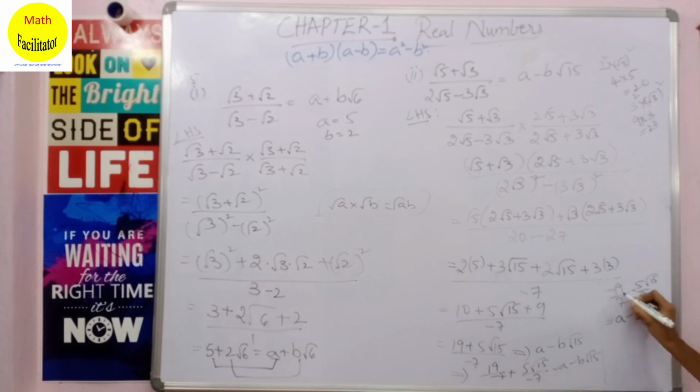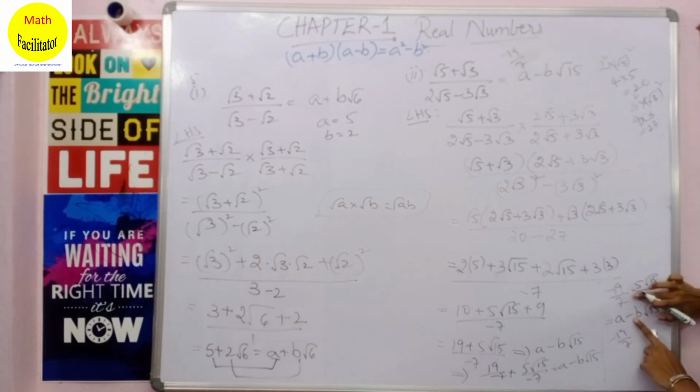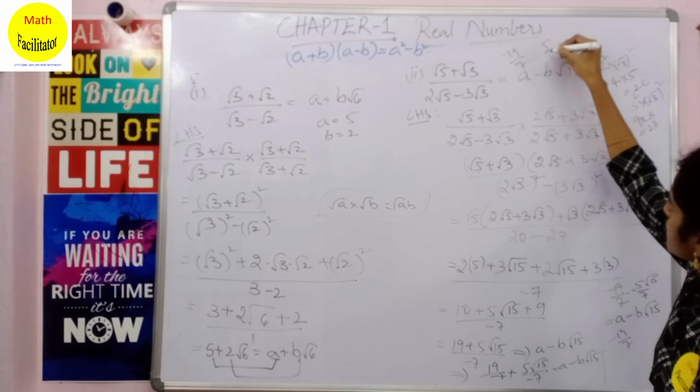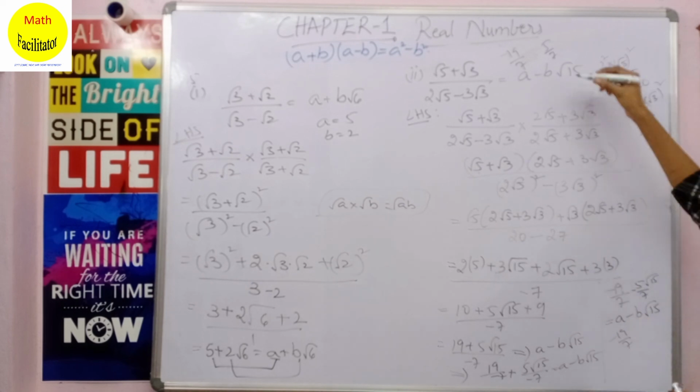So here a is minus 19 by 7. Yes, a is minus 19 by 7. Now you have a minus here, so you have minus here also. And what is b? B is 5 by 7. So don't get confused with the minus sign. You have minus here and minus here. Here in the place of b you have only 5 by 7. So b is 5 by 7.